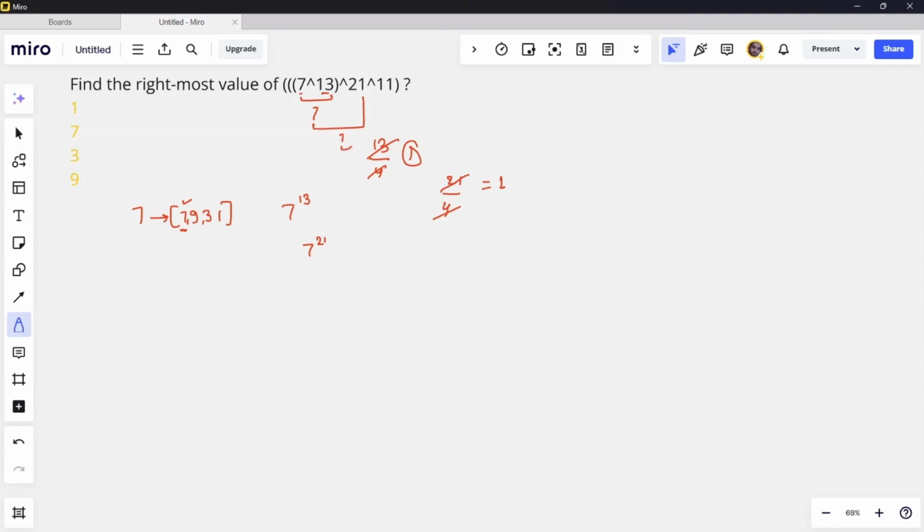Now we consider this expression, 7 raised to the power 11. We divide the power by 4, as I told you, because we have 4 elements in our power cycle. What will be the remainder? The remainder will be 3. So the result of this expression will be 3, and our final result will be 3. The third option is the correct option. Thank you.